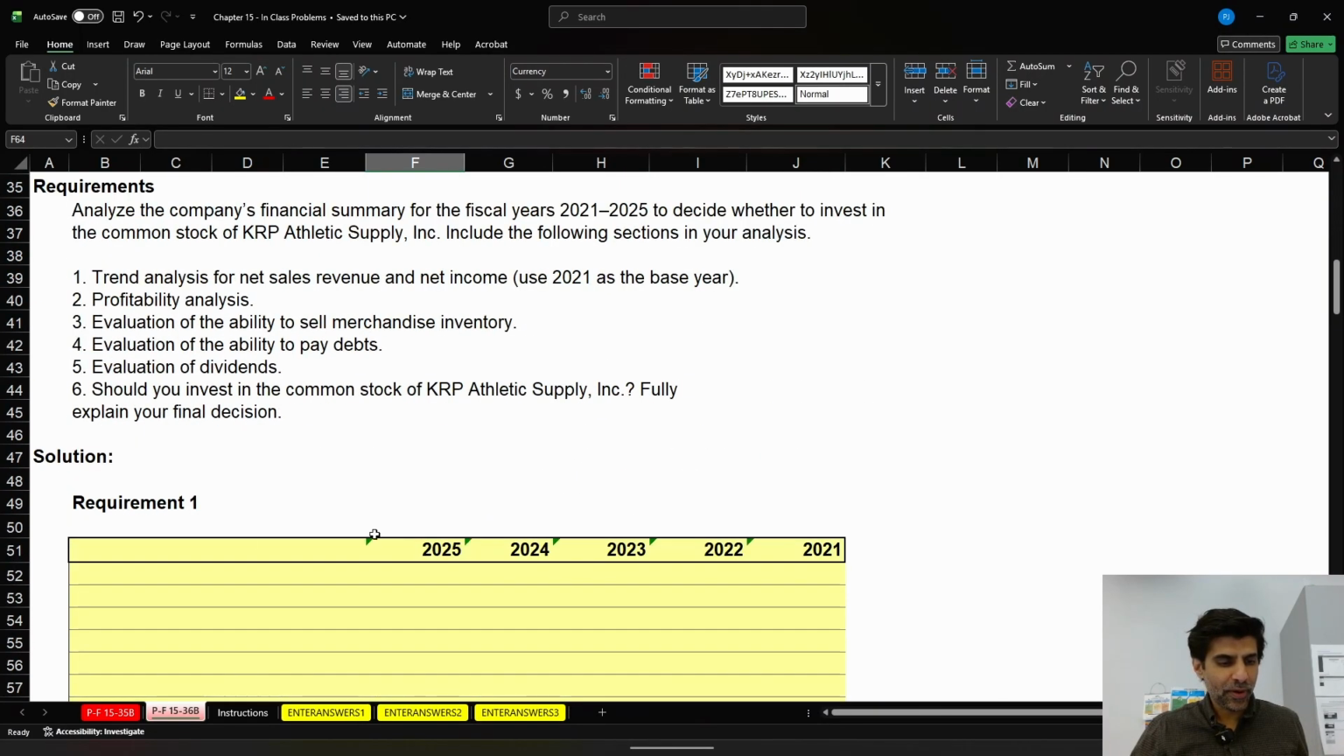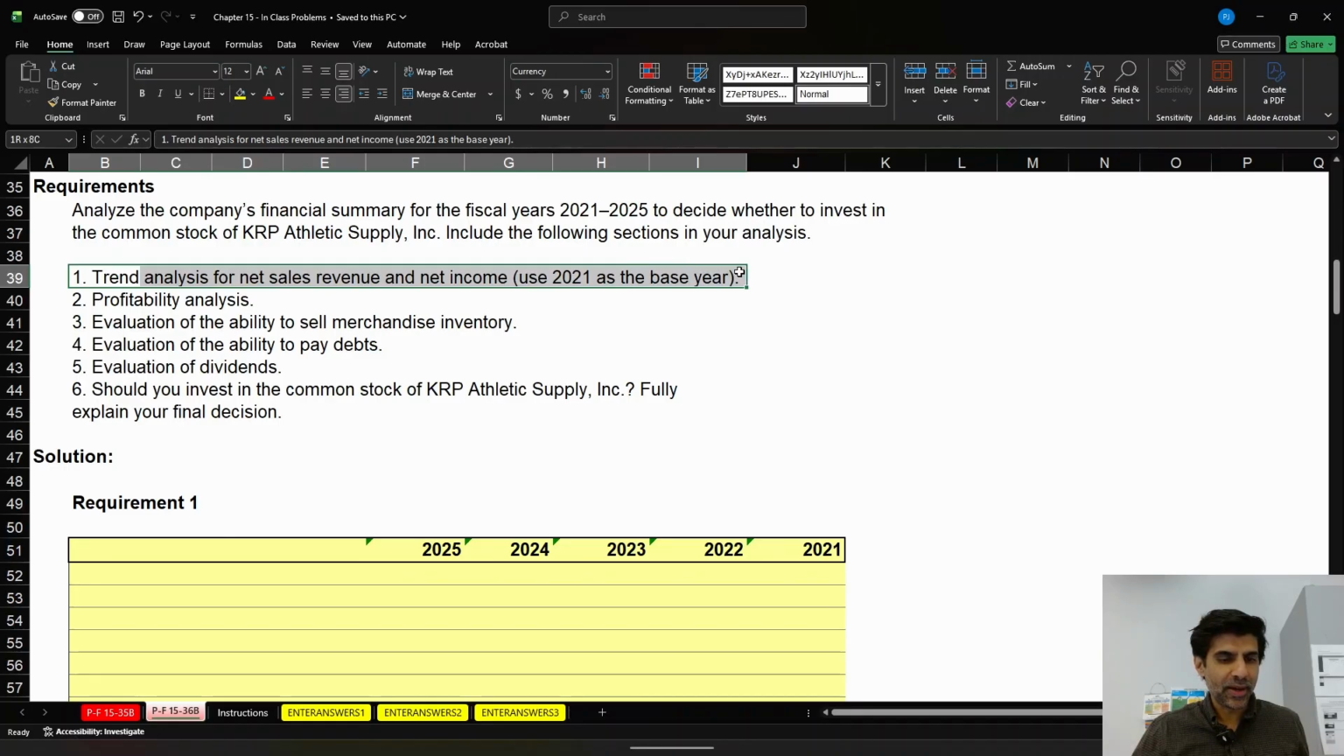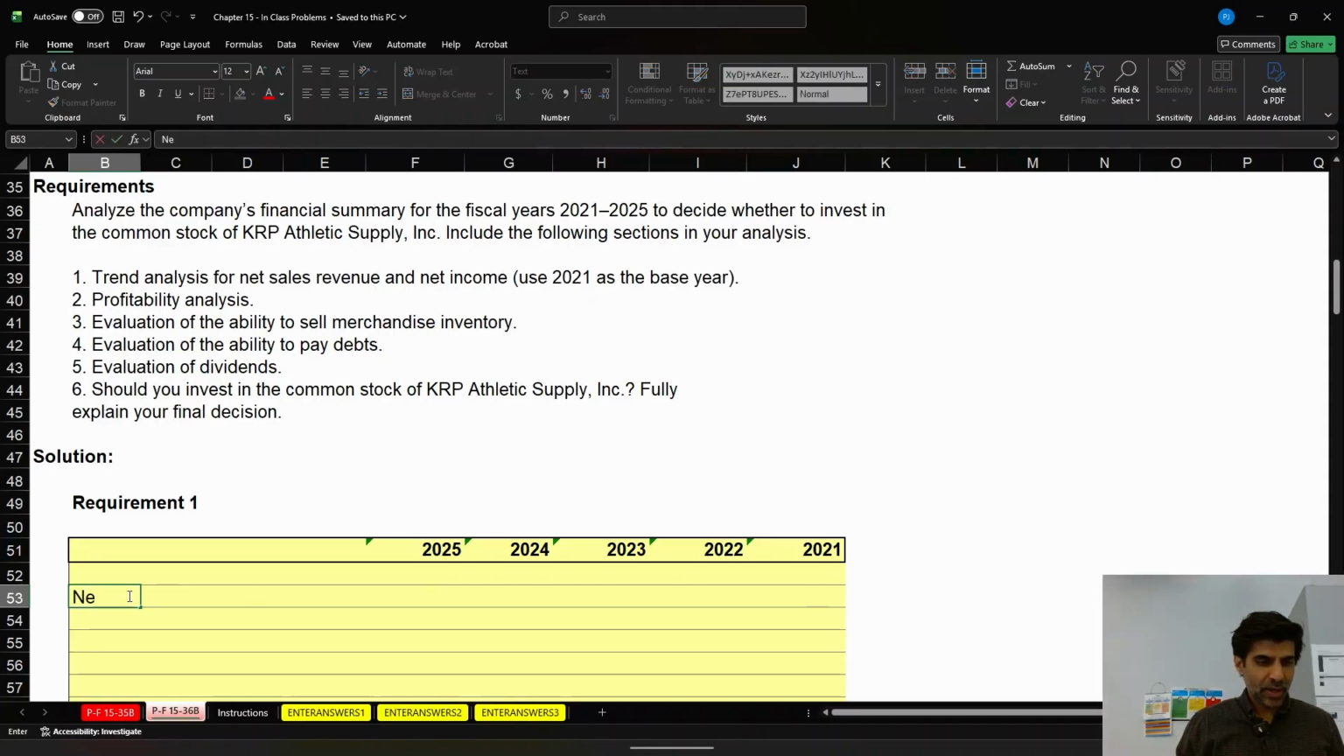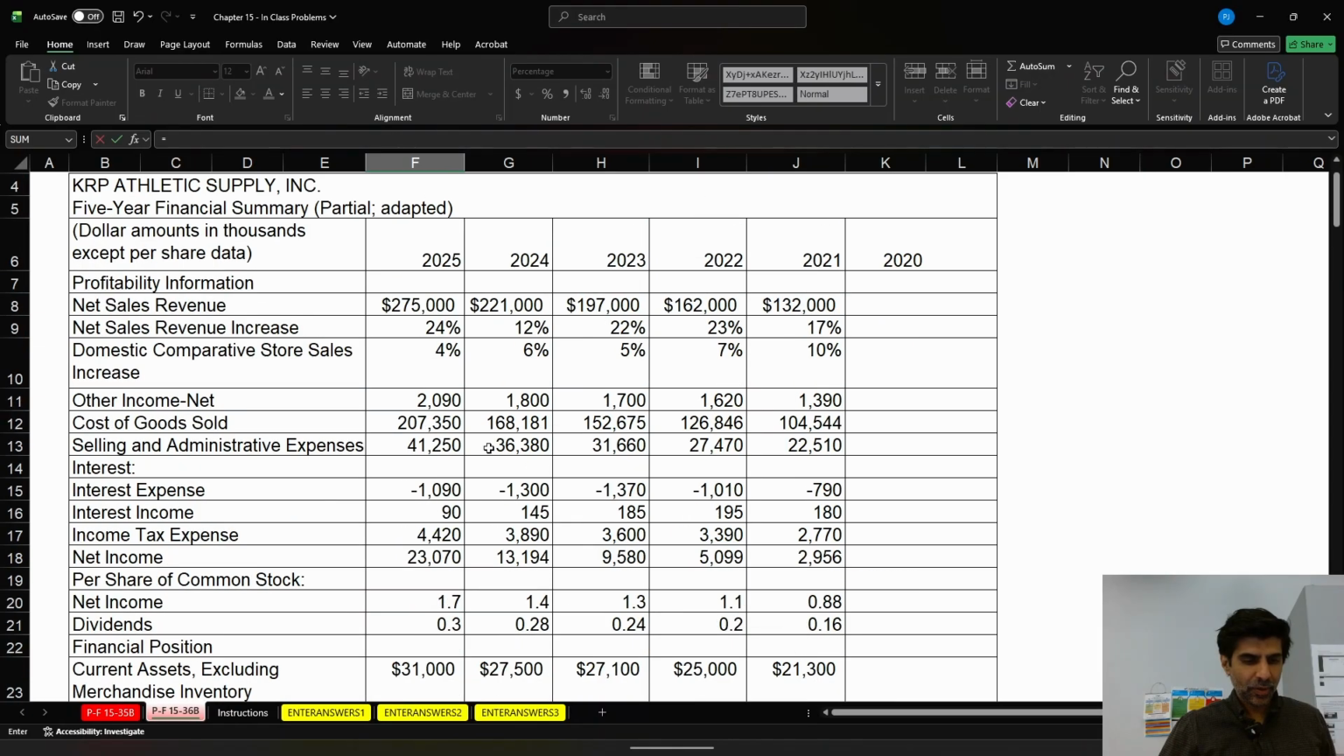Okay, so the first part of this is a trend analysis of net sales revenue and net income. And it's saying use 2021 as the base year. So I will do net sales revenue and net income. So I'll just use formula. So first I have to find net sales revenue. So it's this line here.